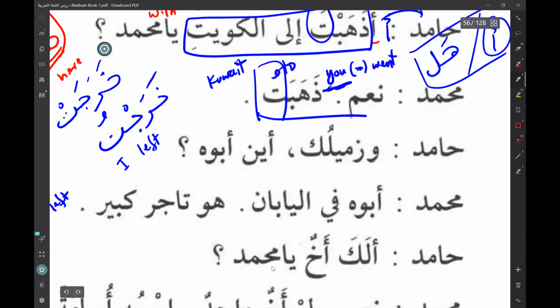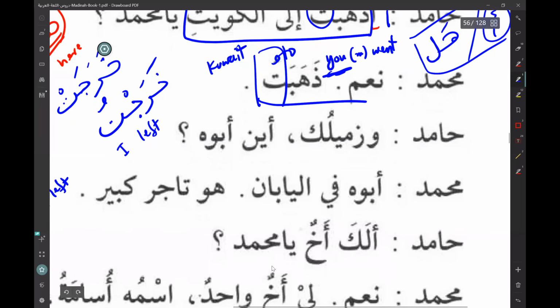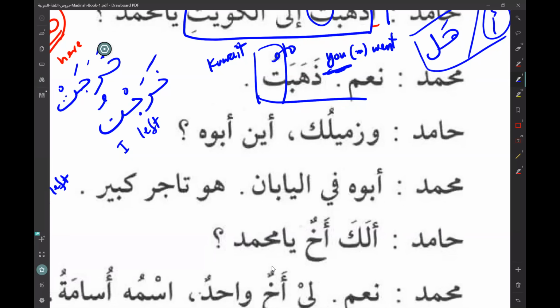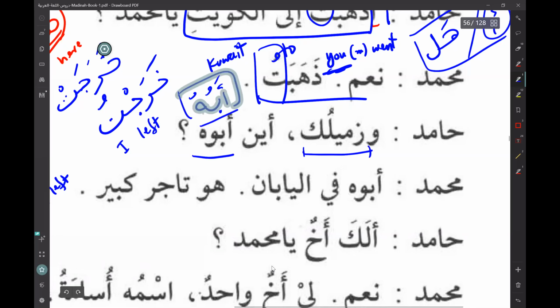So yes, dhahabtu, I went. Now Hamid is saying wa zamiluka. Again, the same style. What does wa zamiluka mean? And your classmate. Aina abuhu. Again, abuhu. It should have been like this. It should have been what? Abuhu. But because it's one of the five nouns, we have to bring the waw: abuhu. And where is his father? Aina is where?